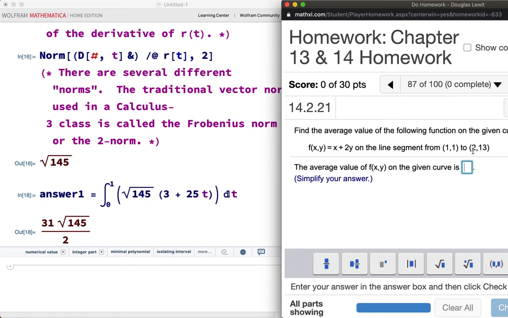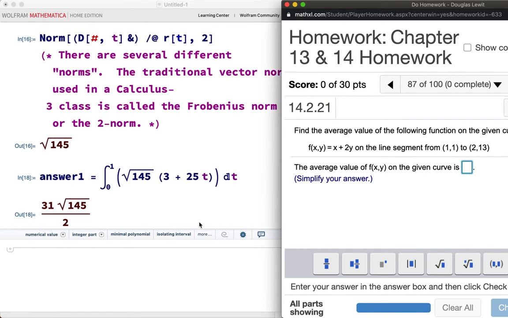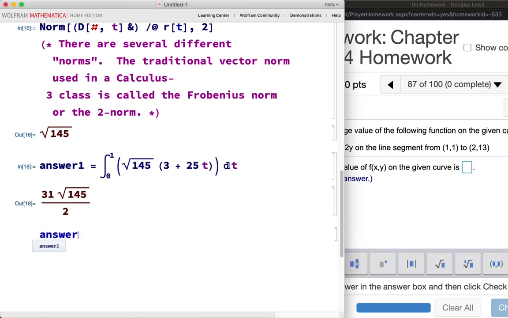Now, finding the length of a line segment is really easy. You don't need to know any calculus to do that. That's pre-calculus or high school geometry. Okay, so let's see. Put my cursor back here. Answer 2 is the square root of (2 minus 1) squared, or I could do Control 6 squared to make it look prettier, plus (13 minus 1) squared.